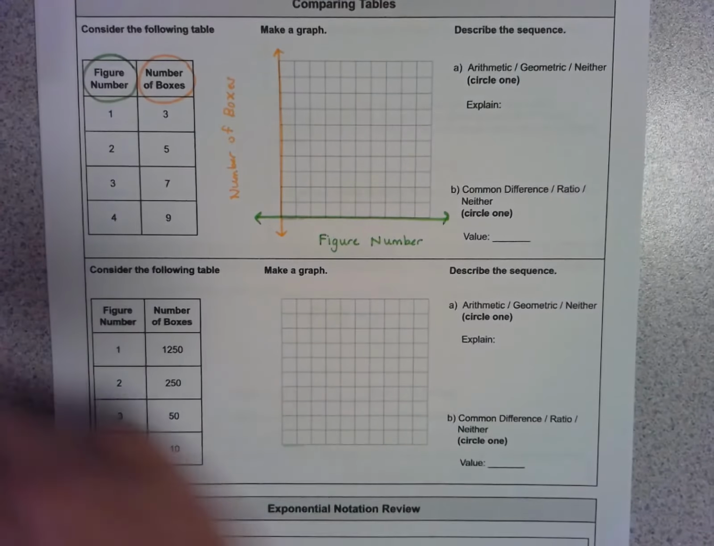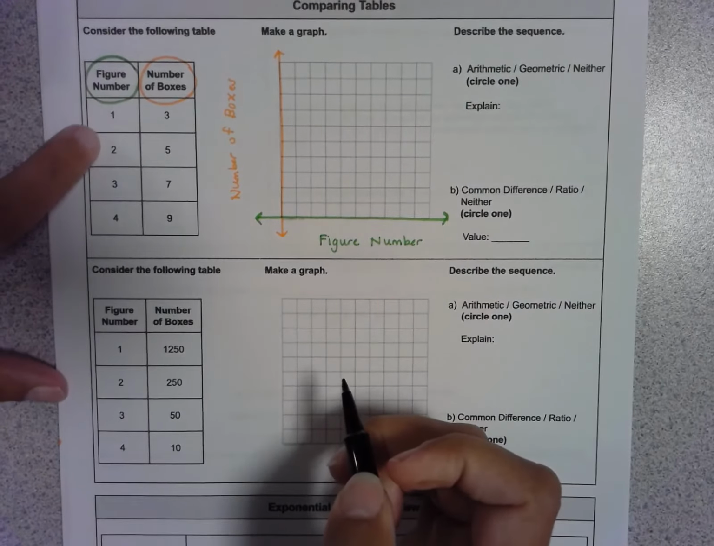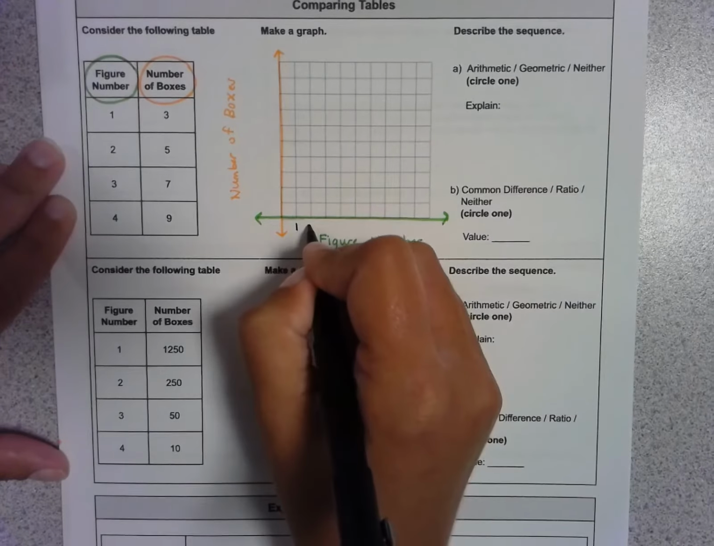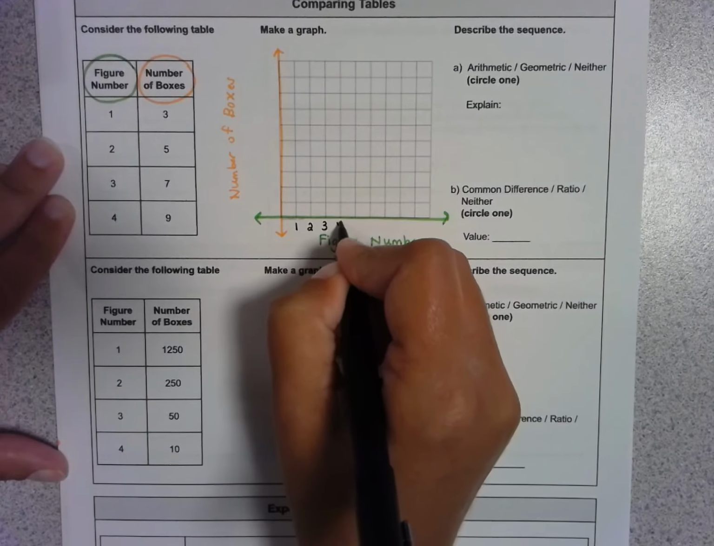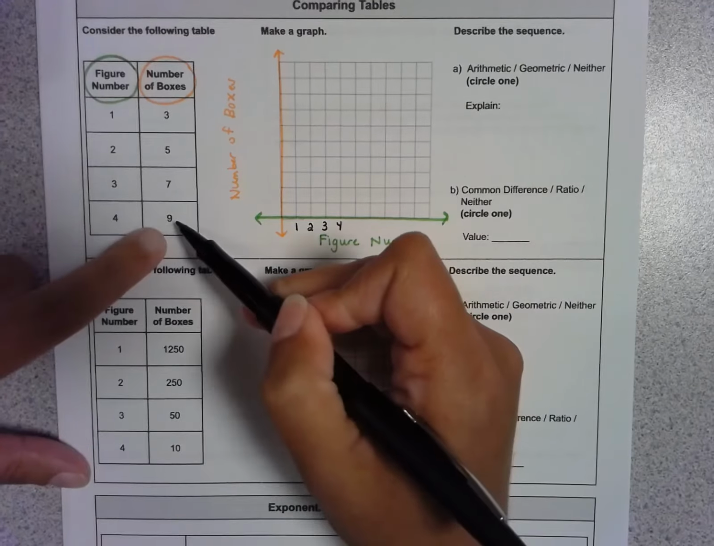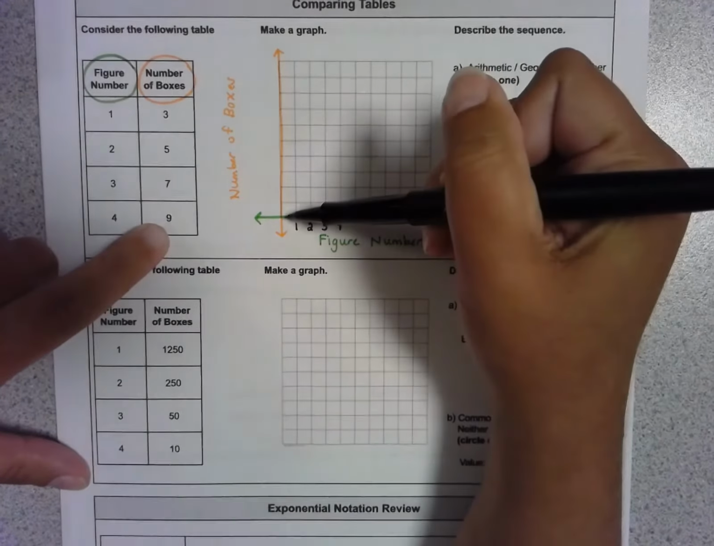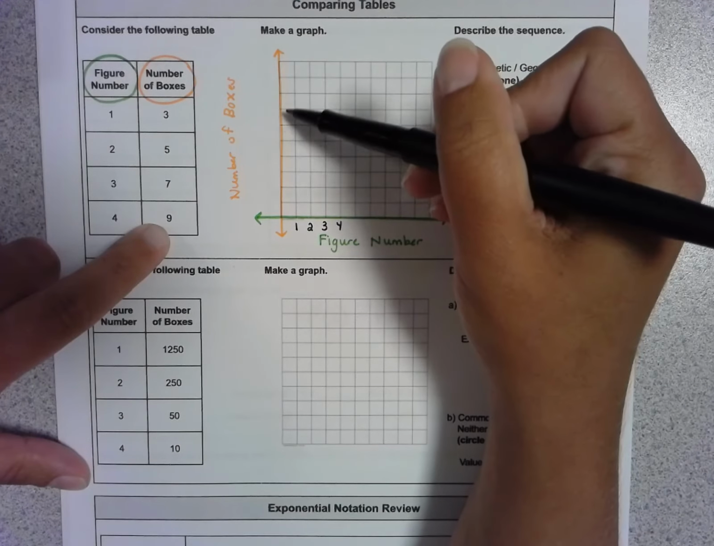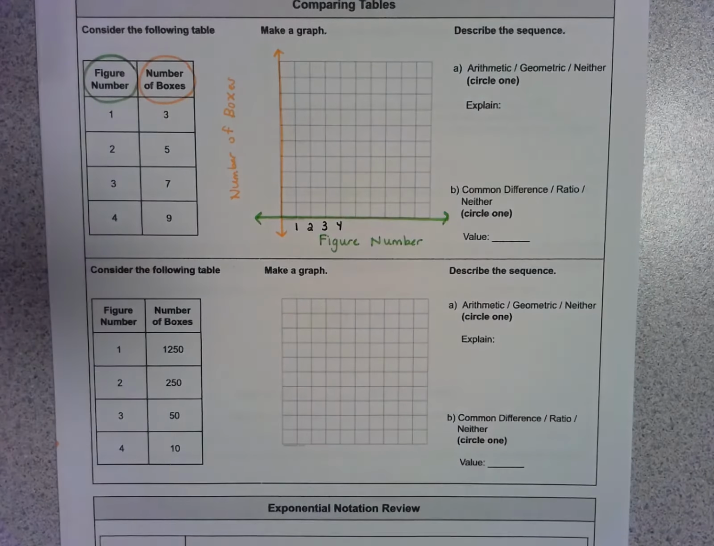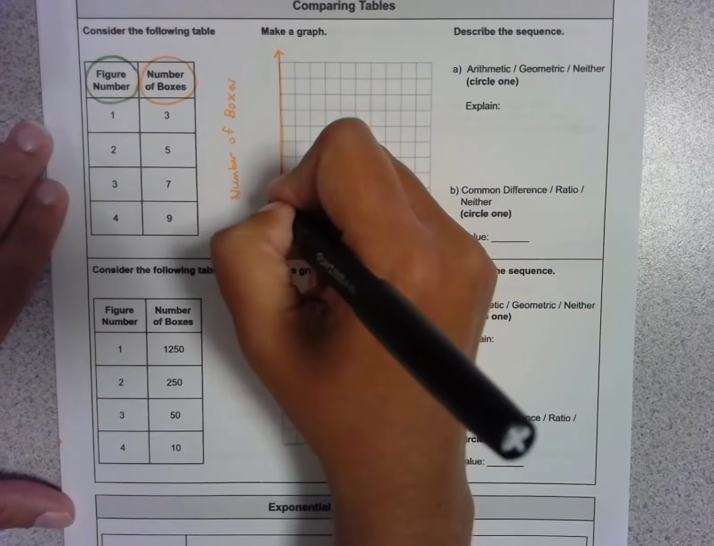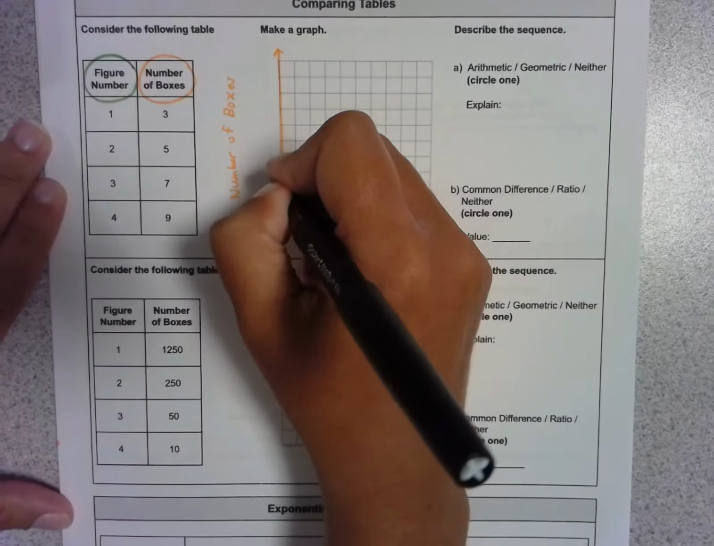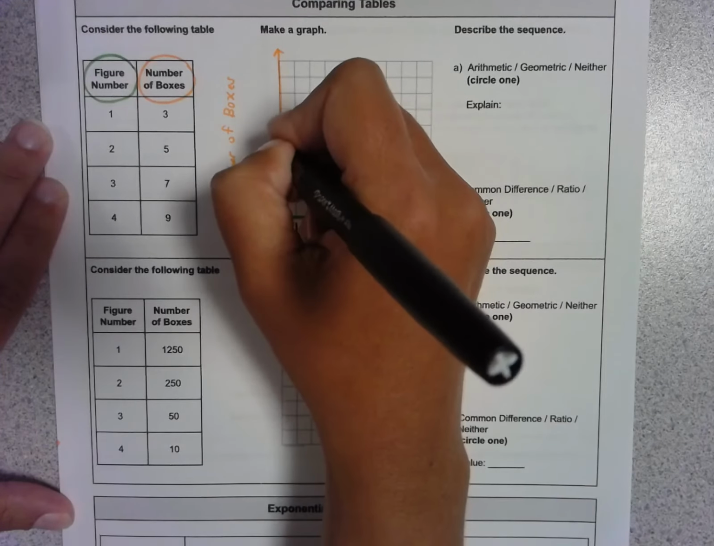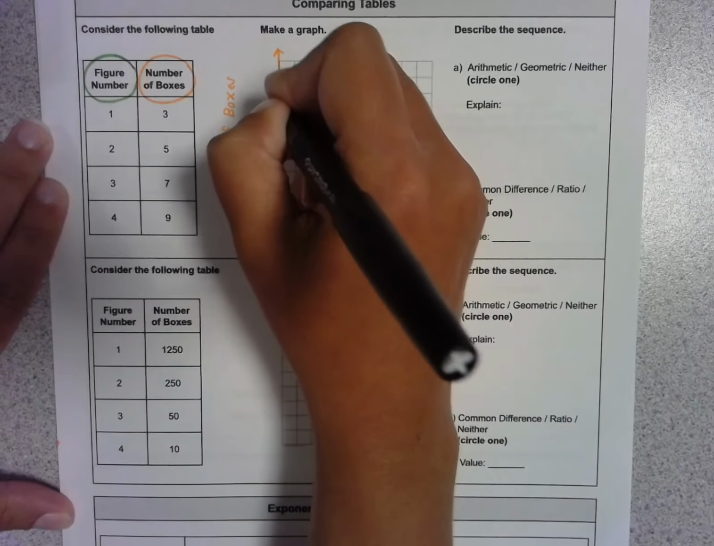Now on my x-axis, my values need to be 1, 2, 3, and 4. So I'm going to label those 1, 2, 3, and 4. And on my y-axis, my biggest number is 9. So what I'm going to do here is just count my lines, 1, 2, 3, 4, 5, 6, 7, 8, 9. It seems like by counting by 1, I can get to 9. So I'm going to have 1, 2, 3, 4, 5, 6, 7, 8, 9.